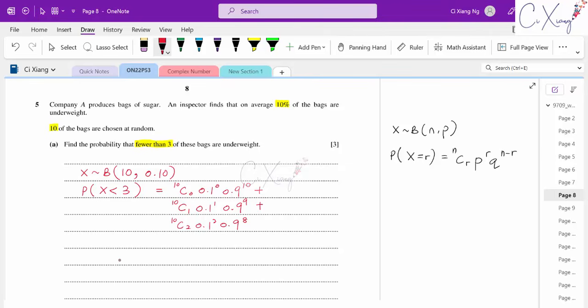We should stop here because they are not asking us to calculate the probability that includes X equals 3. Once we write out the formula in general, we can use the calculator to get the final answer for this part, where the value should be 0.930 correct to 3 significant figures. So this is how we answer part A for this question, and let us proceed to part B.